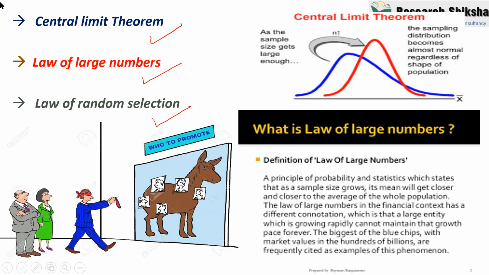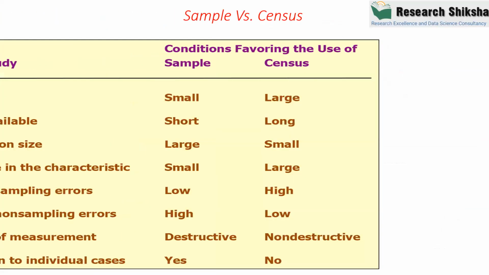I hope you understand the central limit theorem. So let me repeat once again. Central limit theorem says that if your sample size increases, the distribution of the variables tends to be normal. Law of large number says that if you increase your sample size, you will get more accurate results. Random selection says that if you select your sampling units randomly, you will get more accurate results. So these are the three laws which are very important in defining the results of the sample survey.